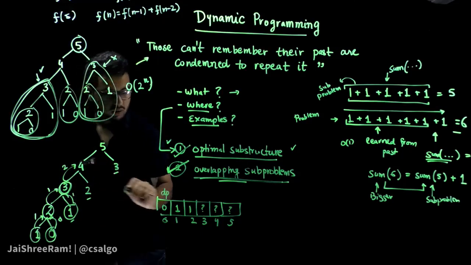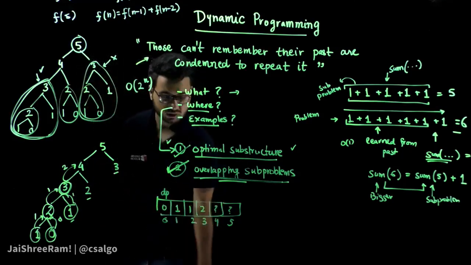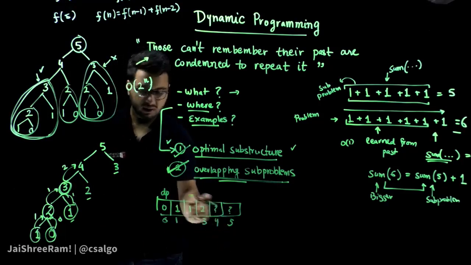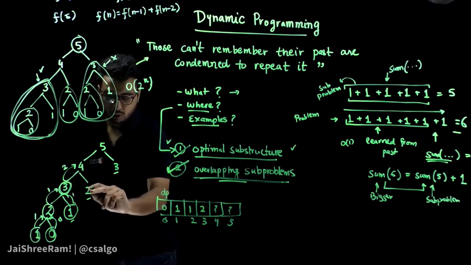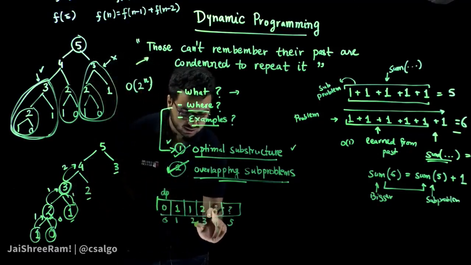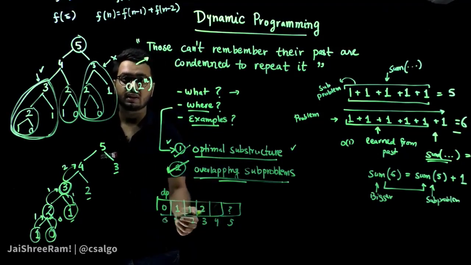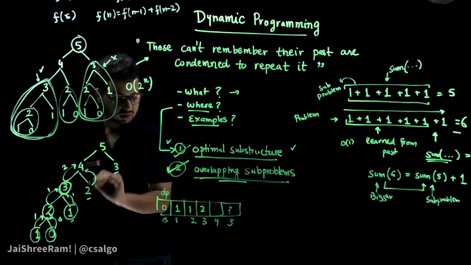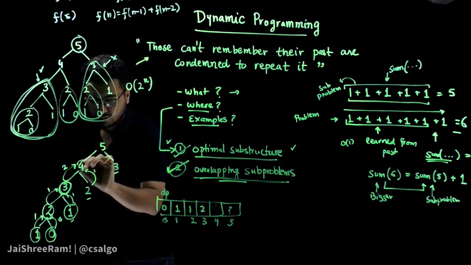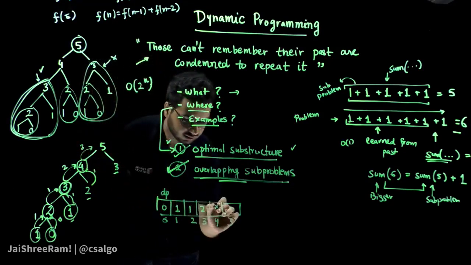From 4 you are making a call on 3, which is computed now. You are making a call on 2, and now you can check in this table if fib of 2 is computed or not. So as you can see that fib of 2 is already computed, so you can just return 1 from here. And this becomes 3, so you store the answer as 3.